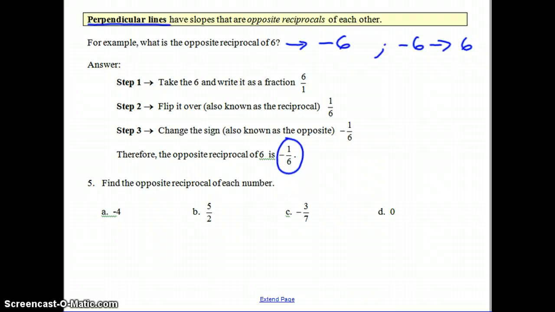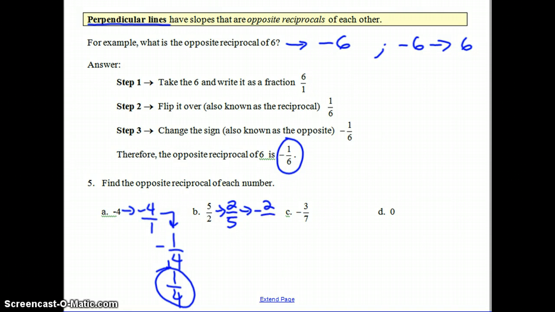So, find the opposite reciprocal of each number. Well, we have negative 4, so we're going to put a 1 under it. We're going to flip it around. Okay, and we're going to do the opposite of that, which means if it's negative, we make it positive. Alright, 5 over 2. Find the reciprocal. And then the opposite. Negative 3/7. Find the reciprocal. And then the opposite.